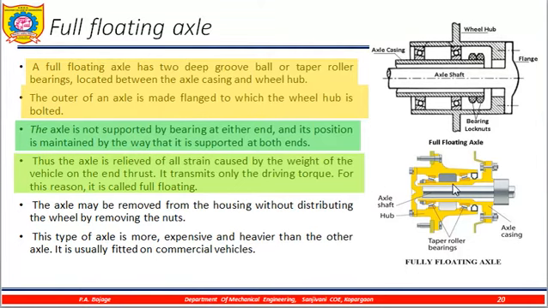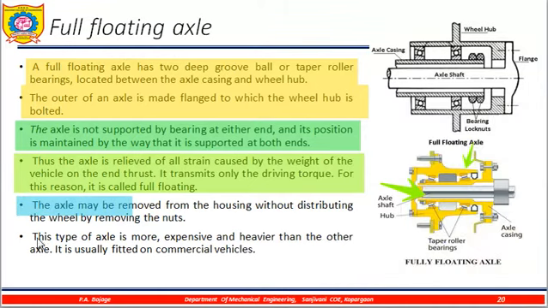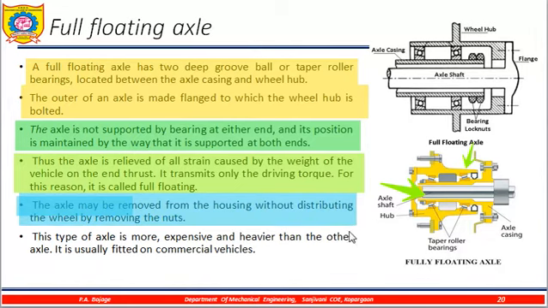So again, why is it called fully floating? Because this is supported by two taper bearings. So the inner shaft, the axle shaft, only has the function to drive the driving torque which you get from the engine via the differential. The axle may be removed from the housing without disturbing the wheel by removing the nuts. When you just remove the nuts, you can remove the axle.